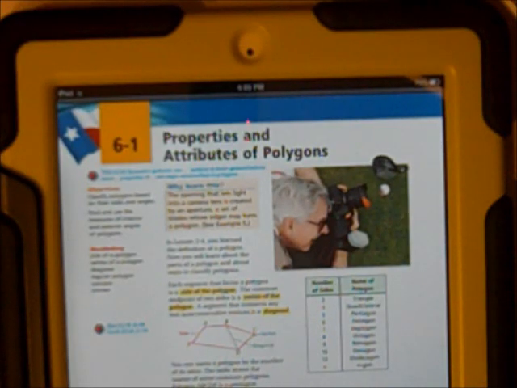Okay, this is your video for 6.1. 6.1 is about all kinds of polygons, and then the rest of chapter 6 is all about quadrilaterals, since we already spent so much time on triangles. But 6.1 is about all kinds of polygons.